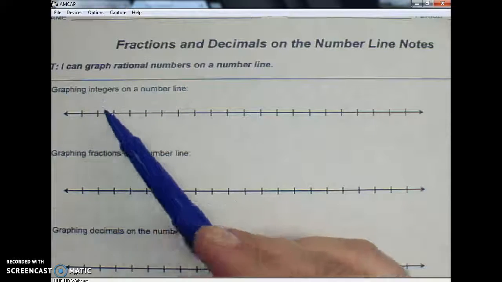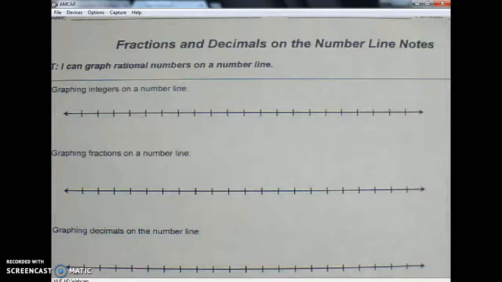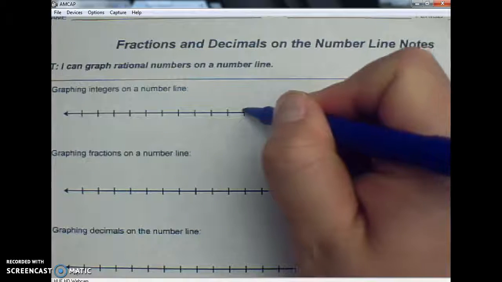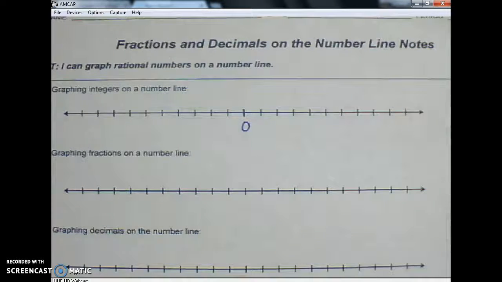An integer, if you remember back to last year, is a positive or a negative whole number. It's just your -1, -2, -3, -4, or 1, 2, 3, 4, 5. Okay? So when we talk about integers on the number line, we need to talk about how a number line is set up. So we've got our 0 in the middle.